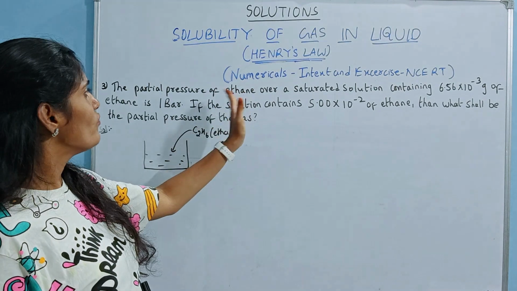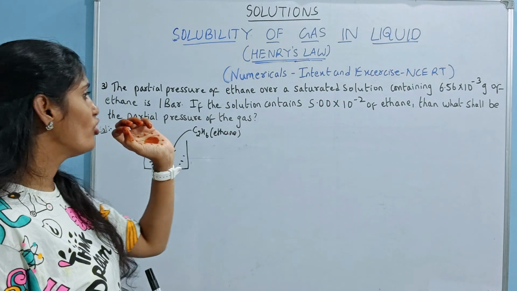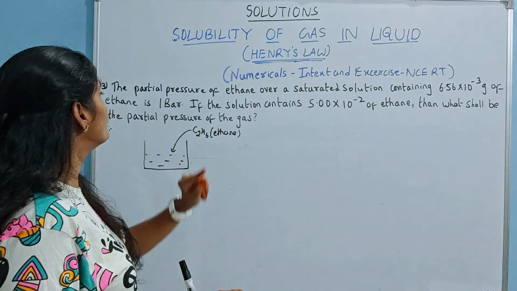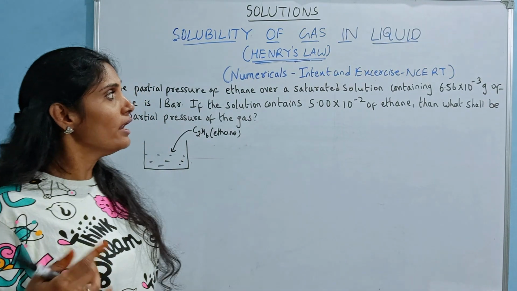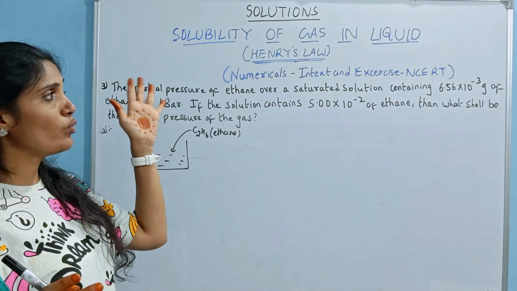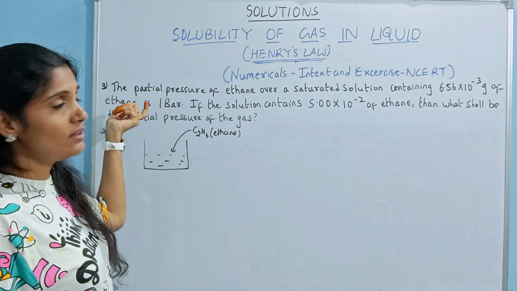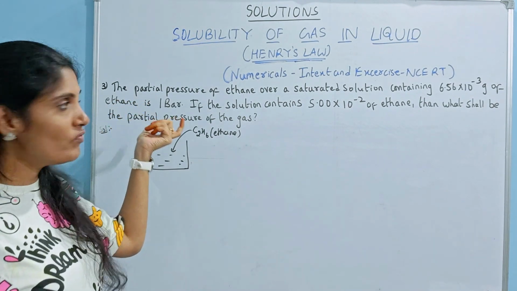Now, the partial pressure of ethane over a saturated solution containing 6.56 into 10 to the power of minus 3 grams of ethane is 1 bar. Now he is saying that, over a saturated solution, in that solution, what is the mass of ethane?